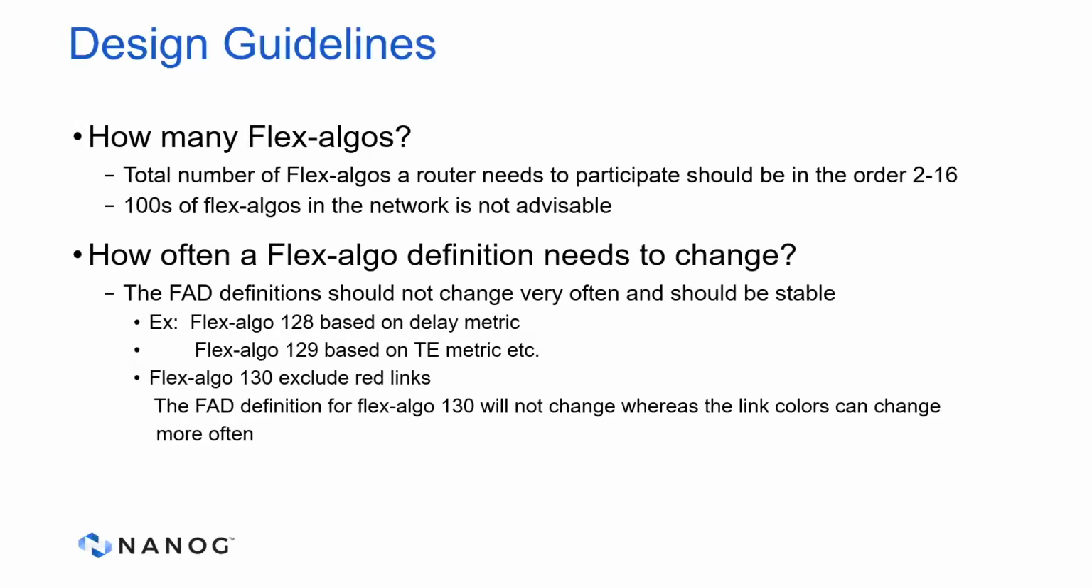So let's say FlexAlgo 128 is based on delay metric and 129 is based on TE metric. That doesn't change at all. Most likely it will remain stable all the time in your network. There's a case where you may have some constraints, like FlexAlgo 130, which is exclude red links. The links that are colored red may change, but the FlexAlgo definition to exclude red links should remain stable. So that's a thumb rule or a design guideline.